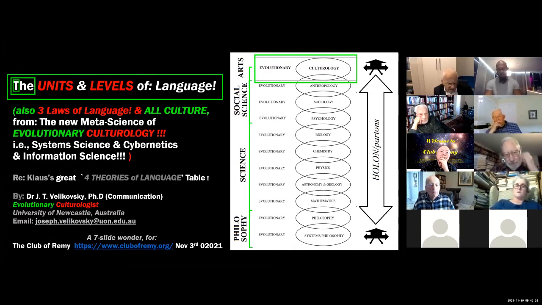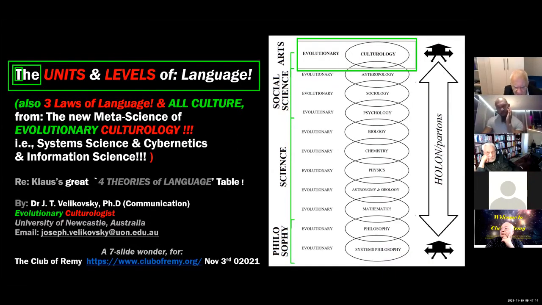And it was inspired by Klaus's great table. I really like those 4 different approaches to language, 4 different views. And that's me down the bottom, JT Velikovsky from the Newcastle School of Creativity. And on the right here, we have a diagram. Evolutionary culturology is at the top. I guess everyone can read the writing okay?